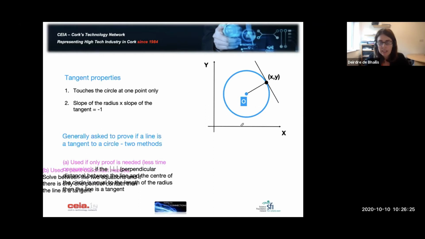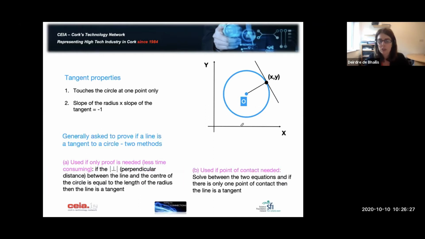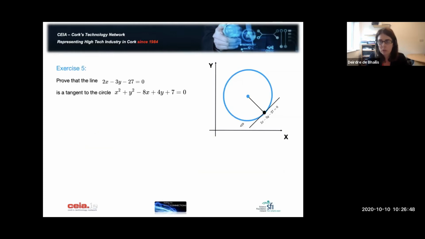If you are asked for the point of contact, then you would use the second method, and that is to solve between the 2 equations. So you'd be using a substitution method, and that's certainly more time consuming. So that's very key to be able to identify here where you can use time-saving methods. So I'm going to work through exercise 5 with both methods so you can clearly see the difference.